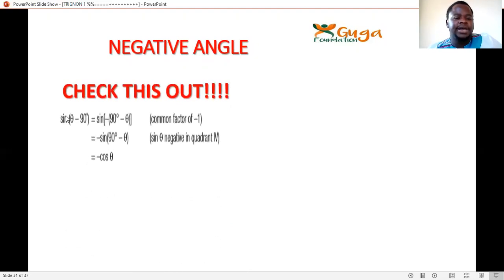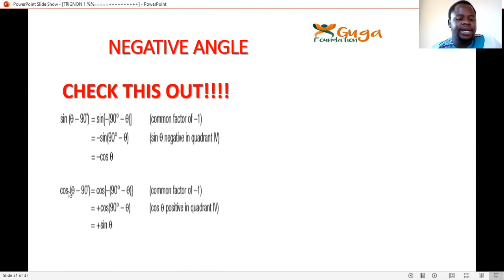Here, check this out. We'll also explain this. You'll do the same. Sine of theta minus 90. You take out the negative, you will have 90 minus theta. Sine is negative there, so you'll have negative sine of 90 minus theta. And then sine of 90 minus theta is a cofunction. It means that it must change. It will change to cos theta. That's why you've got negative cos theta here, because sine is a cofunction of cos at 90 degrees.